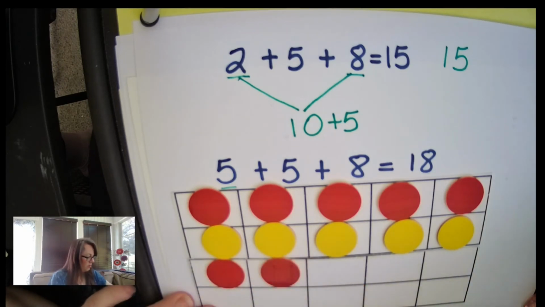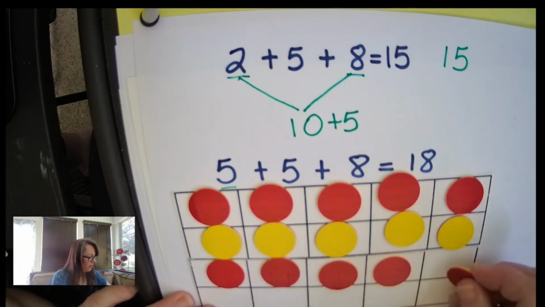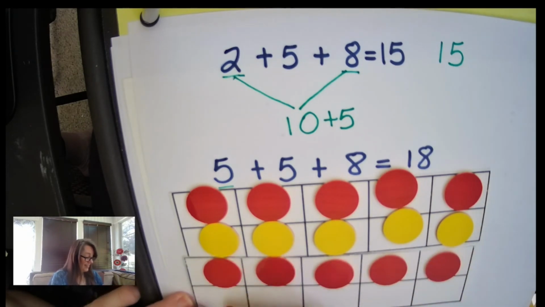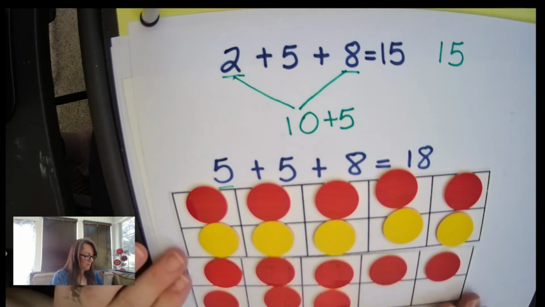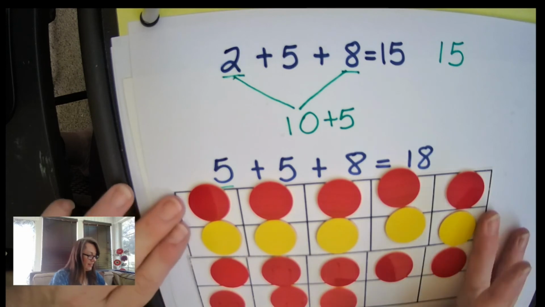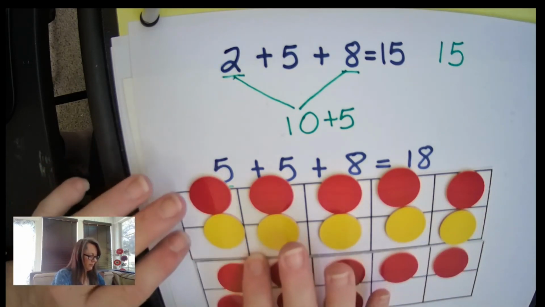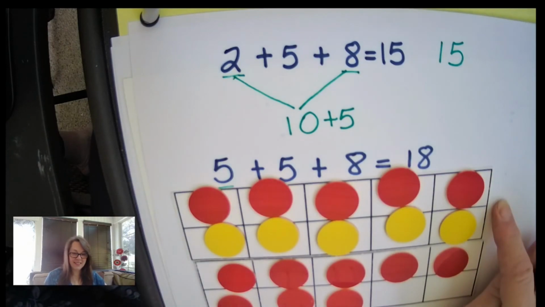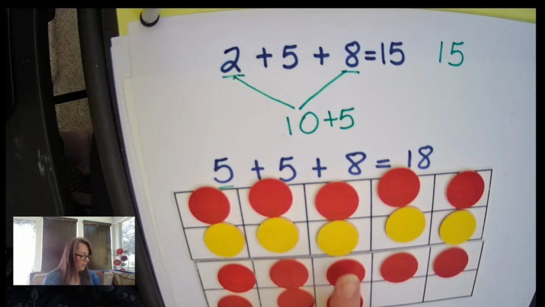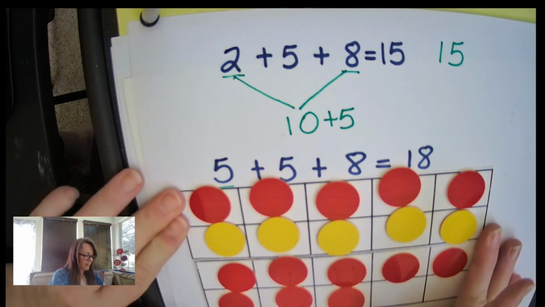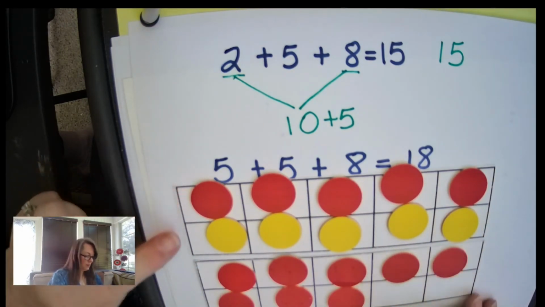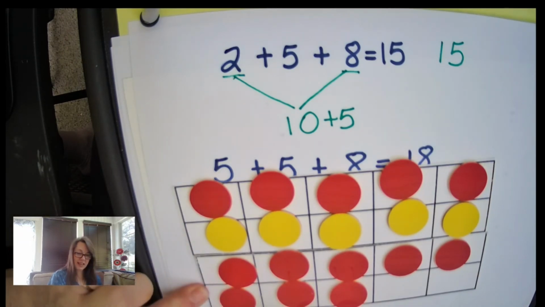1, 2, 3, 4, 5, 6, 7, 8. This gives us 10, 11, 12, 13, 14, 15, 16, 17, 18. So I can see that 5 plus 5 plus 8 equals 18.